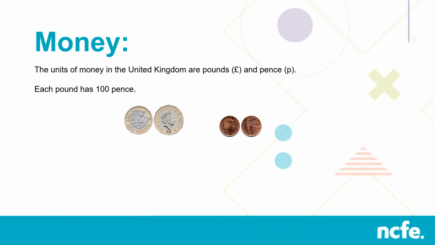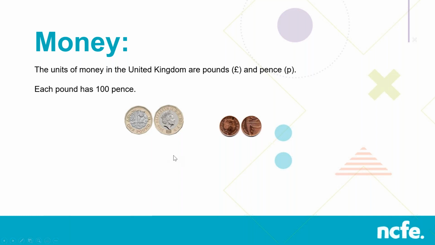We all have to solve a range of problems in real life that involve calculations with money. I might need to calculate how much my shopping bill has added up to, or how much money I need to pay back over 3 years when buying a car on finance. The units of money in the United Kingdom are pounds and pence. Each pound has 100 pence.